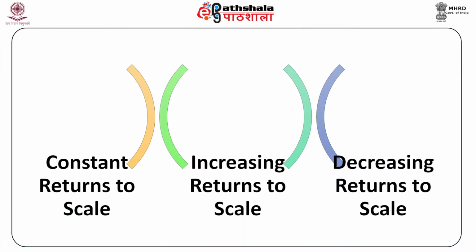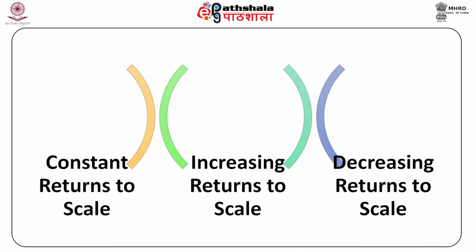Consider a firm that uses two variable inputs. What would happen if the firm increases both inputs in the same proportion? There are three possibilities. First, a firm has constant returns to scale. A proportional change in both inputs leads to a change in output by the same proportion. That is, doubling of both inputs leads to the doubling of output.